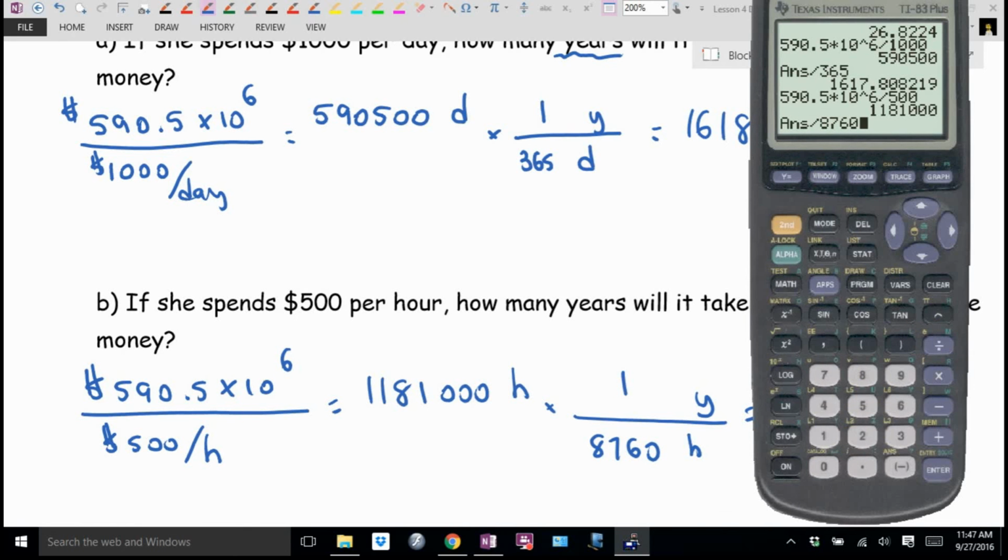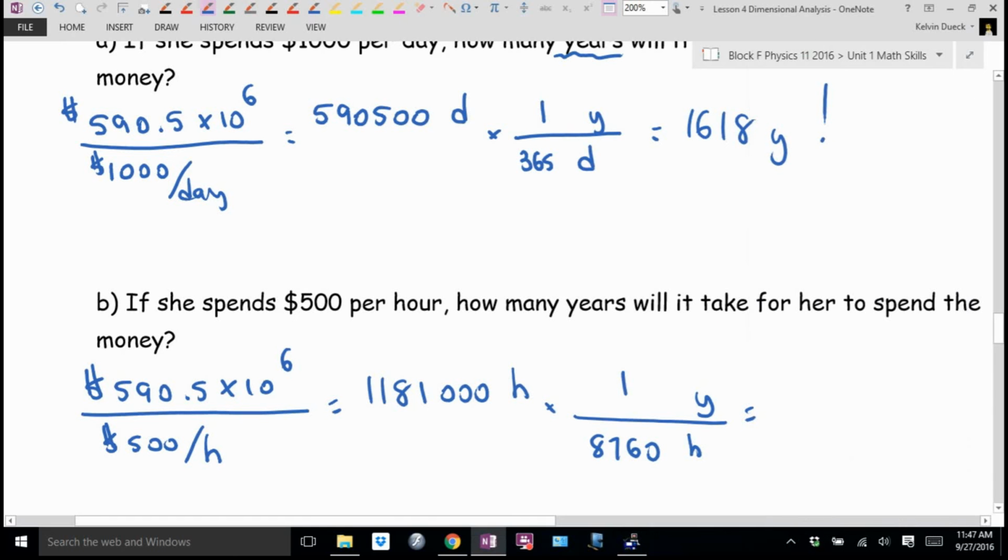can she do that in her lifetime? Nope. 135 years, she'll be dead before she spends the money. I mean, it's a nice problem to have. What was it? 134.8 years. Is what a 7? Yeah. Oh, okay. Thank you.